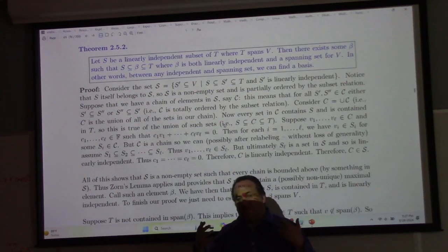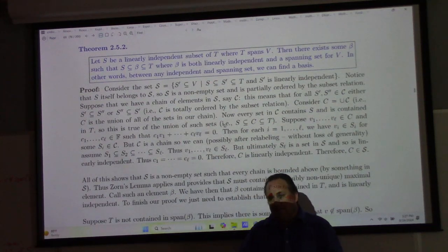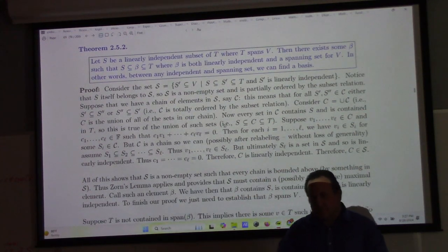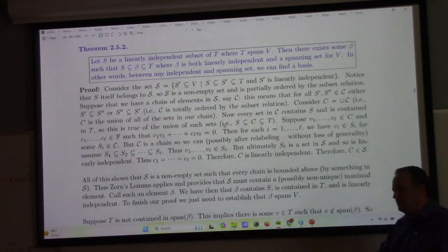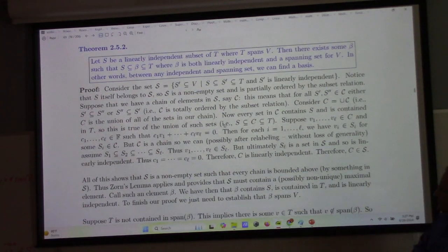In other words, this theorem says that in any vector space, there exists a basis. The reason we need Zorn's lemma is this could be infinite dimensional. All right? So here's the proof.